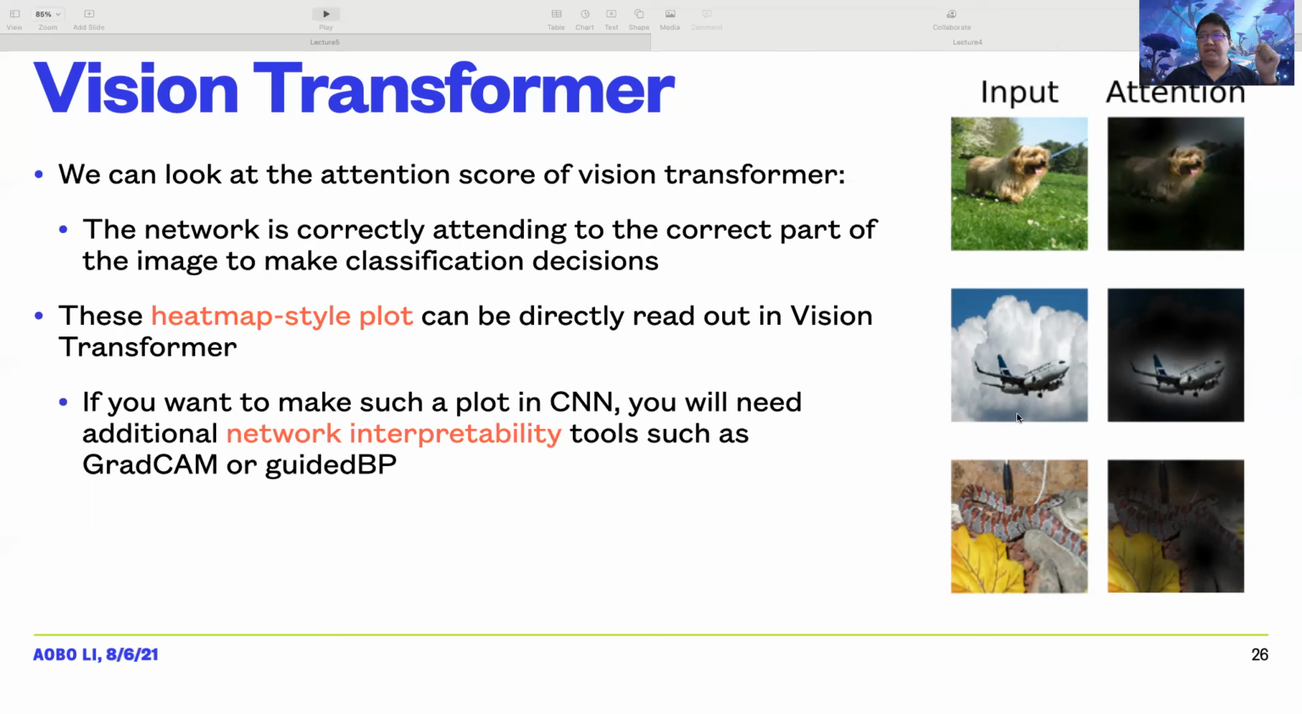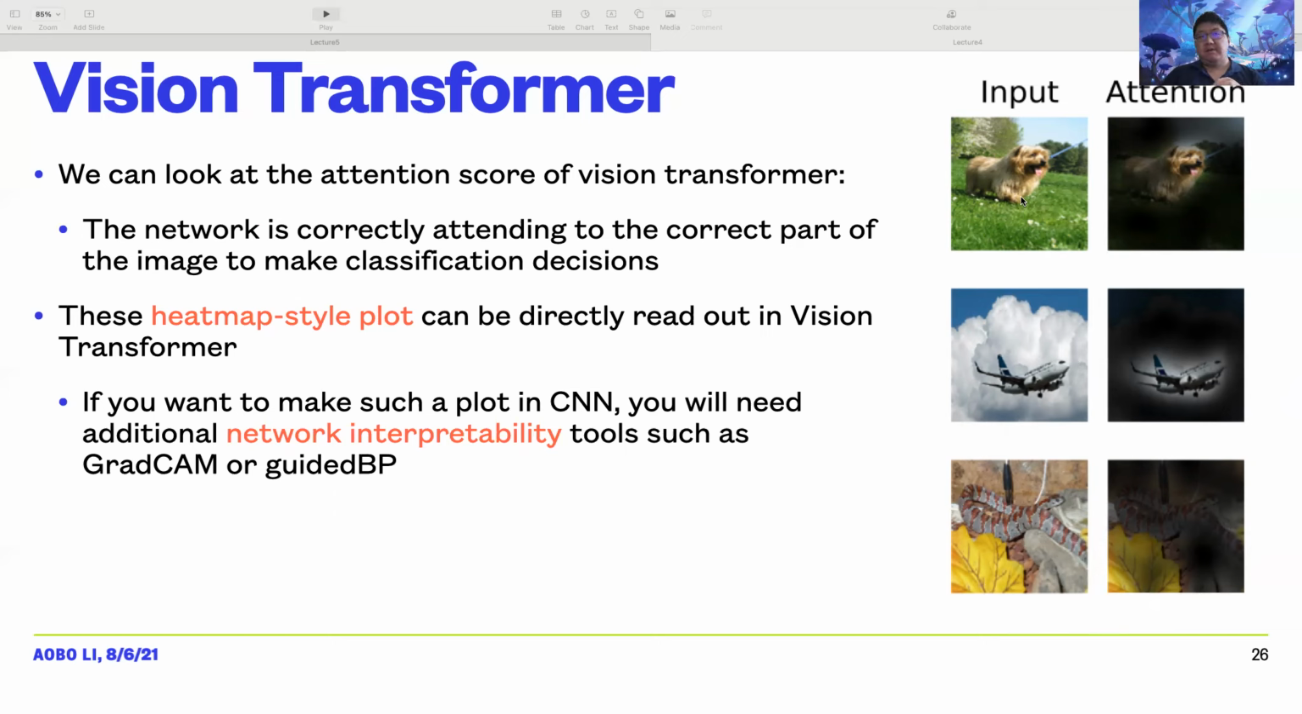When it's trying to classify a plane, it's looking at the plane, not the cloud in the back or the sky. When it's trying to classify a snake, it's actually worse. The snake doesn't get much high attention, but it still gets some attention. This heat map style plot is extremely useful in computer vision tasks, and it can be directly read out from the vision transformer by just pulling out the attention scores.